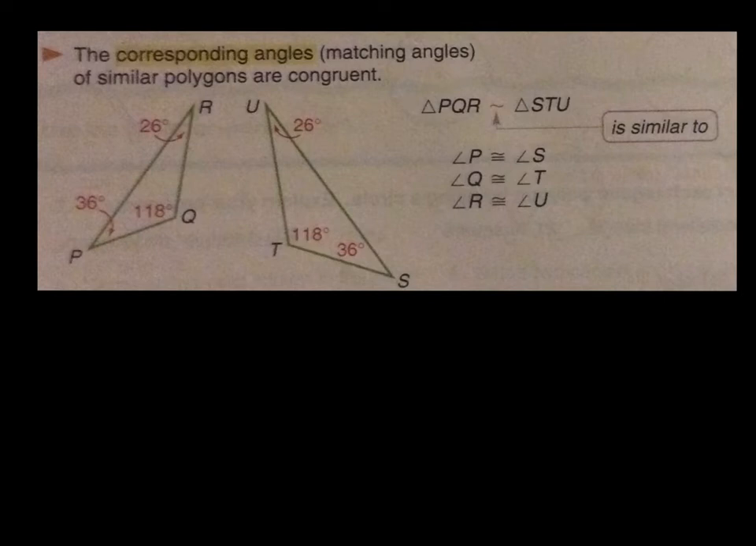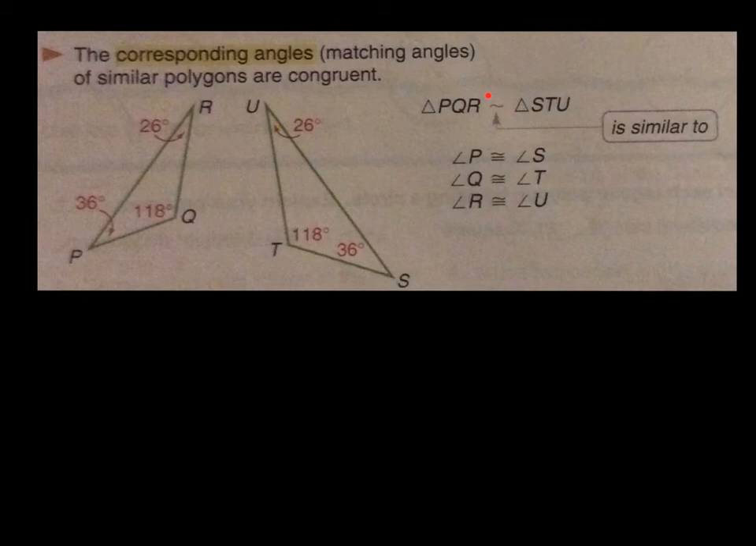Here we have the corresponding angles, or the matching angles, of similar polygons are congruent. So right here we have 26 degrees as well as 26. This one's 36 degrees, so is this one. Then we have 118 degrees here. So these corresponding angles are congruent. These are similar polygons though, because this one is much larger.